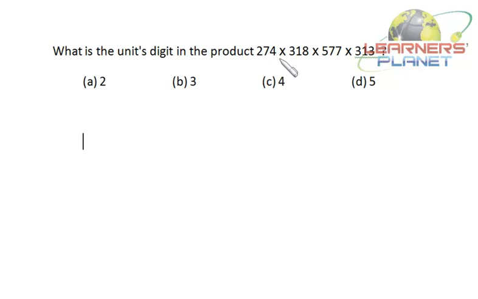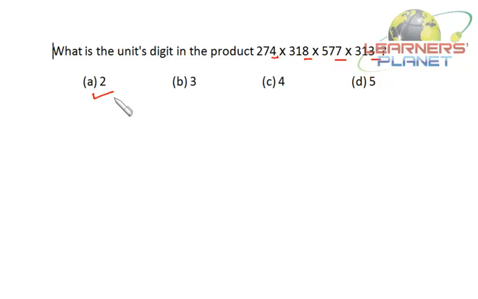So I start from this unit digit. 4 into 8, 32. I get 32. I'll drop 3 and I'll continue with the unit digit, that is 2. So that 2 into this 7, I'll get 14. I'll further drop 1. I'll be continuing with 4. That 4 into this 3, 12. So finally I'll be getting 12, but the unit digit is 2. So the correct answer is 2.